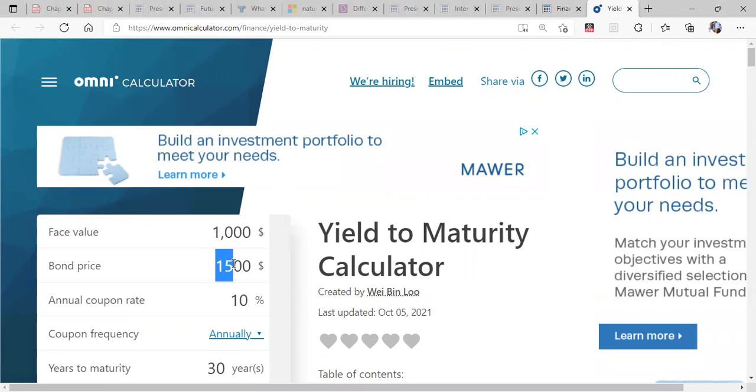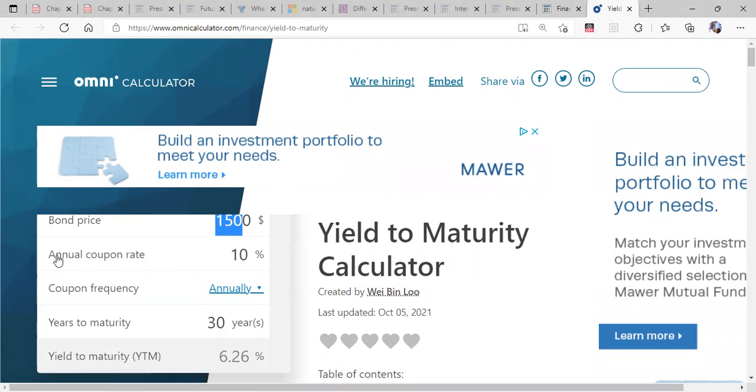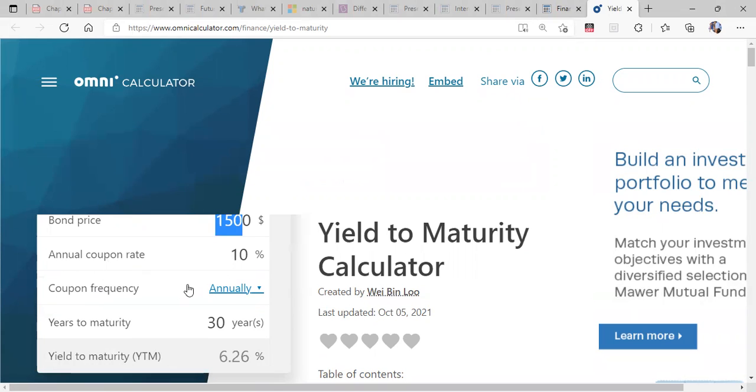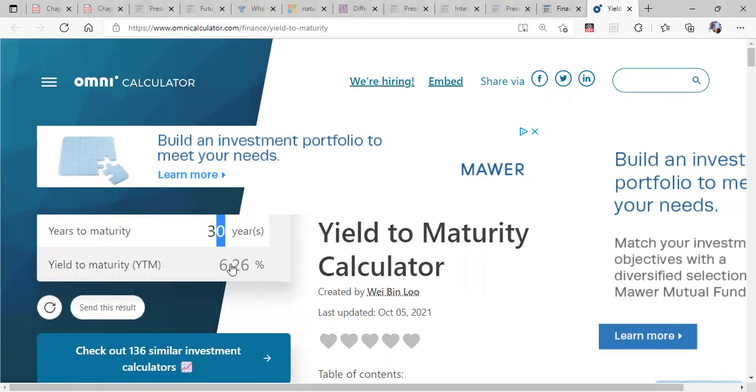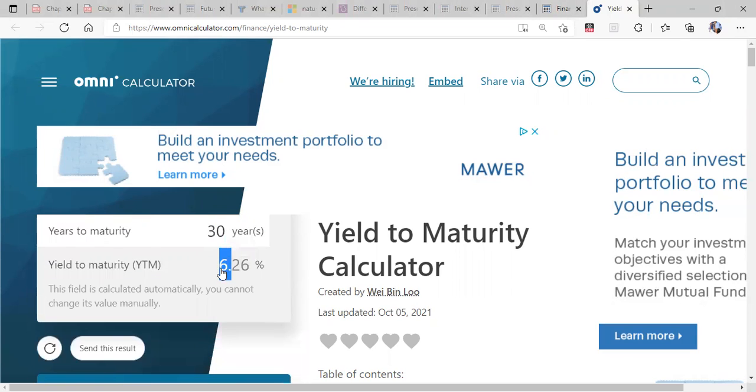Your bond price, or your PV, is 1,500. Your annual coupon rate is 10%. We are giving the coupon once a year, or annually, and the years to maturity is 30 years. So once you enter all of this, this number will automatically come up, 6.26%. Right, so that's Omni Calculator.